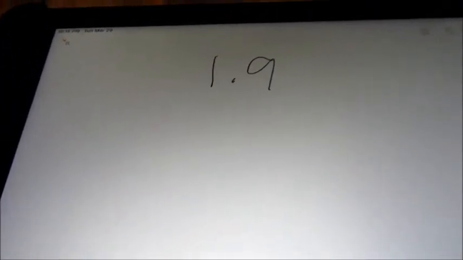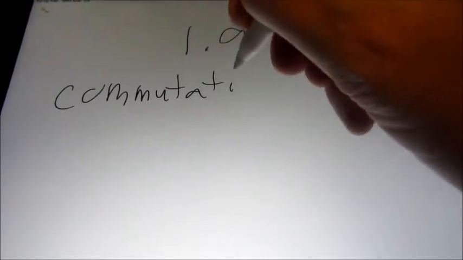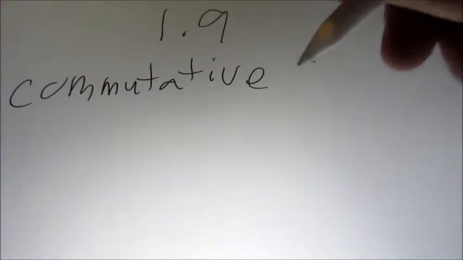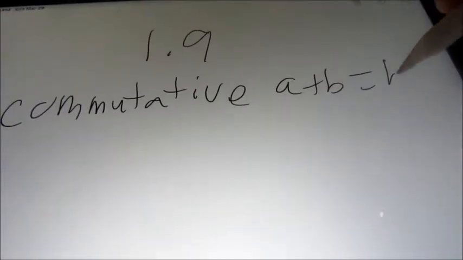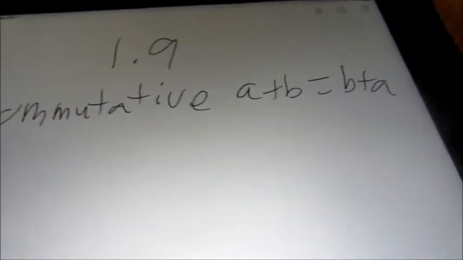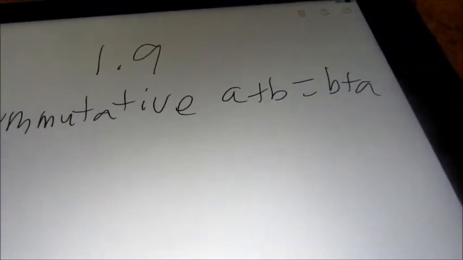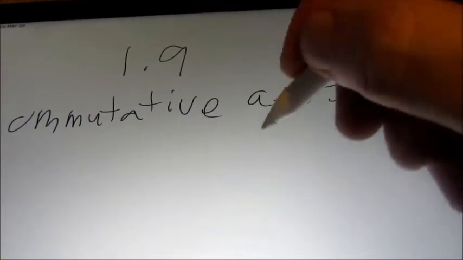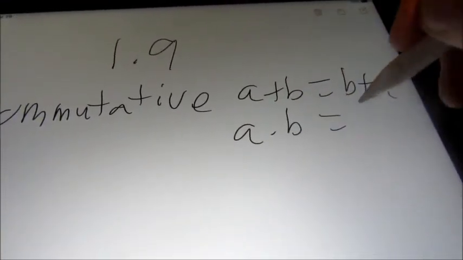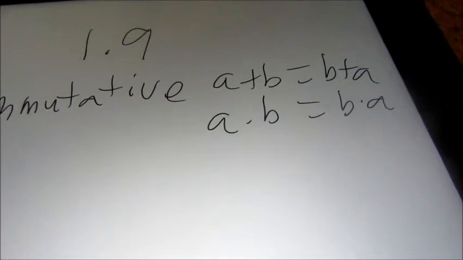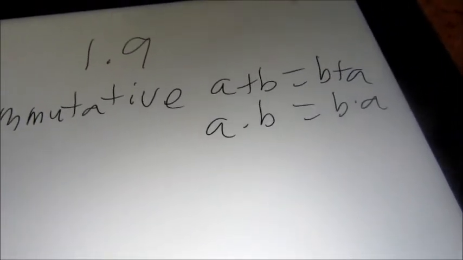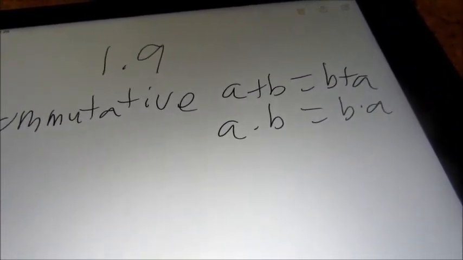Hello, in 1.9 we're going to talk about the different properties of math. So for the commutative, if we have A plus B, that's the same as saying B plus A. So 1 plus 2 equals 2 plus 1. Also, A times B equals B times A. 1 times 2 equals 2 times 1. It doesn't matter what order you add or multiply numbers in.